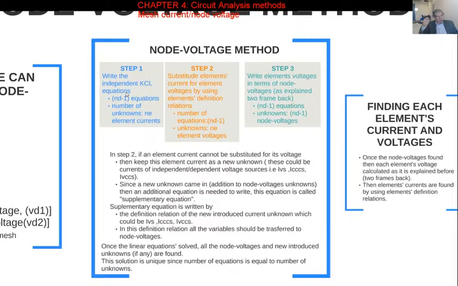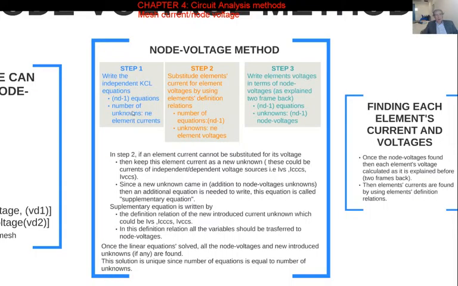So for the independent ones, we know that for the reference node, we do not need to write the Kirchhoff current law equations. If you forget that, N_D minus 1 equations we are going to write for the nodes. One of them is the reference, that's why it is minus 1. So in these equations, what we are going to see are element currents.